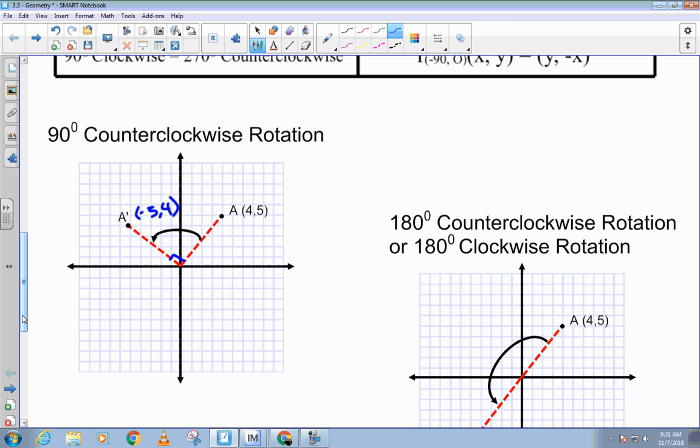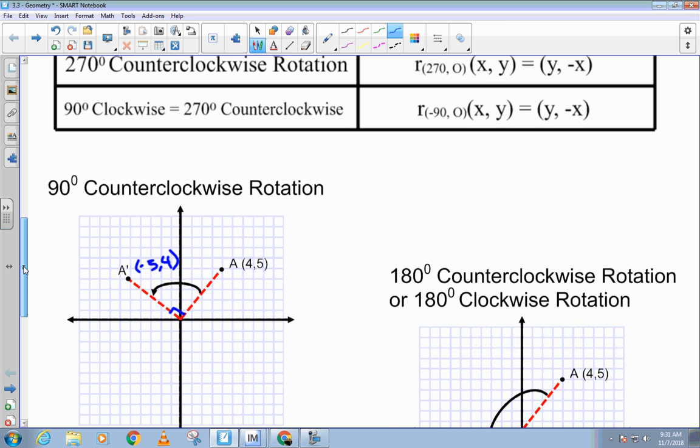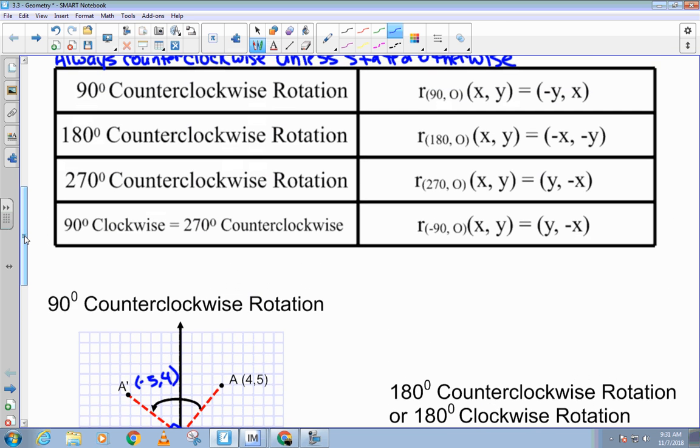The next one is 180 degrees, clockwise or counterclockwise. It's the same, because it puts you in the same spot. So here's your rotation, 180 degrees about the origin. You take your x and your y and they both change signs. They don't move, they just change signs. If one's positive and one's negative, they switch signs. When both are positive, they both become negative, and when both are negative, they both become positive.